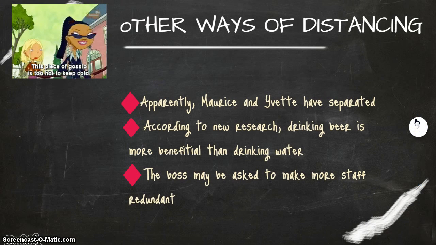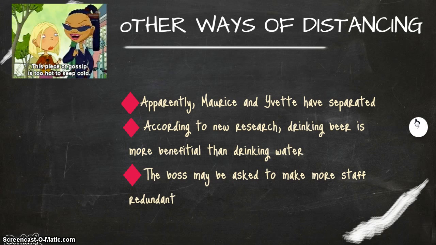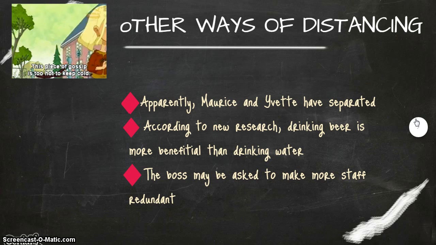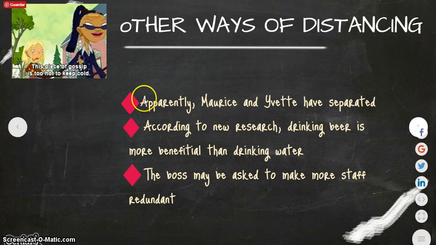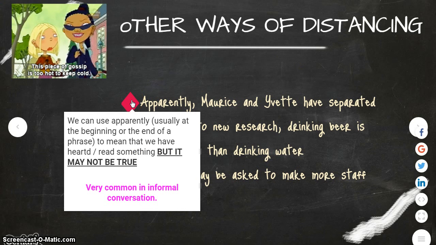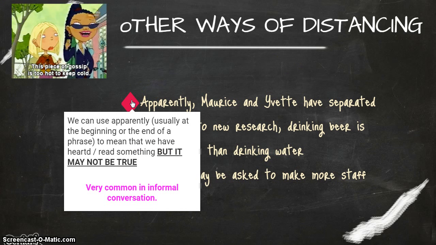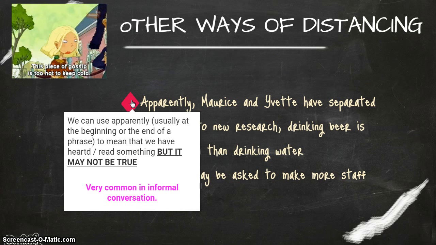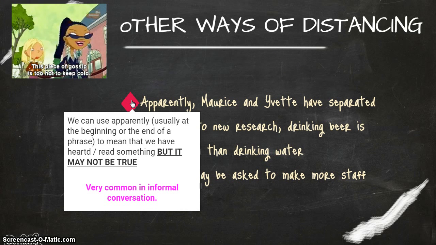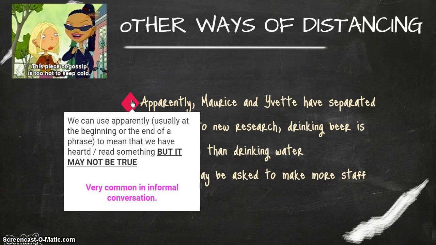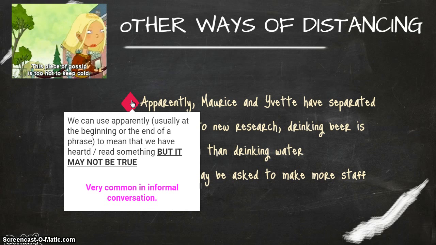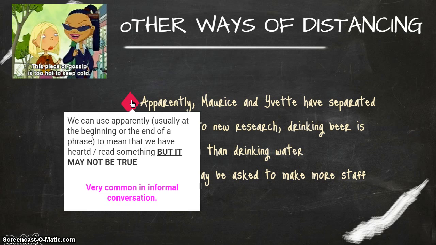Finally, other ways of distancing. We have 3 examples here. Apparently, Maurice and Yvette have separated. Apparently, as you know, is an adverb. We can use it, usually at the beginning or the end of the phrase, to mean that we have heard or read something, but it might not be true. Okay, this is very common in informal conversation. People use it all the time.